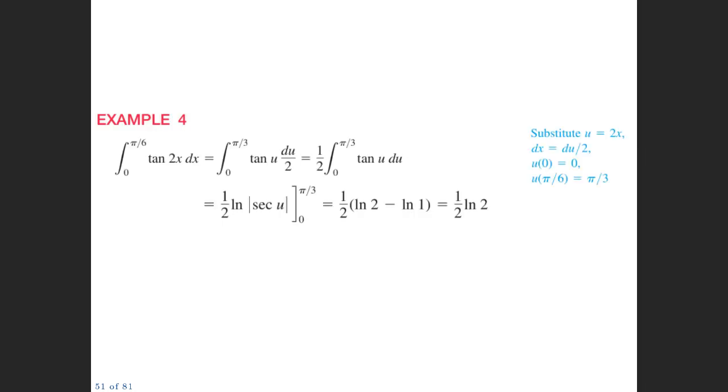Let's use these formulae. The integral from 0 to pi over 6, tan 2x dx. Well, I don't want a 2x here, I want a u here. So the first thing to do is to substitute u equal to 2x. We get tan u du divided by 2. And of course, we change the limits. Instead of 0 and pi over 6, we get 0 and pi over 3.